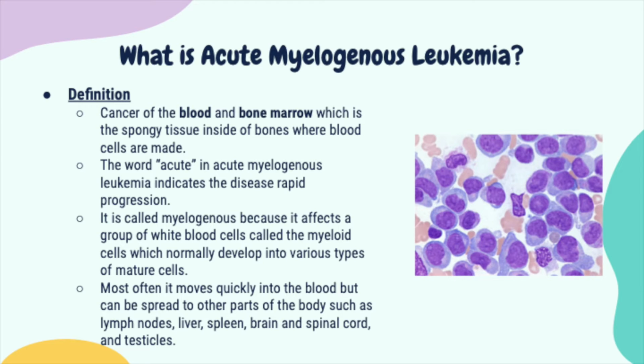Most often, it moves quickly into the blood but can be spread to other parts of the body such as lymph nodes, liver, spleen, brain and spinal cord, and testicles.